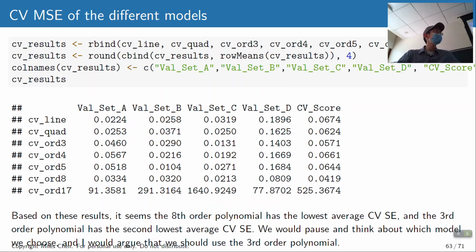sometimes a little bit of thinking is good, and you say, what does it even mean for Olympic race times to have an 8th order relationship with the year in which it was held? And I don't even know what it means to have a 3rd order relationship with the year in which it was held. But we would use this as a guideline.